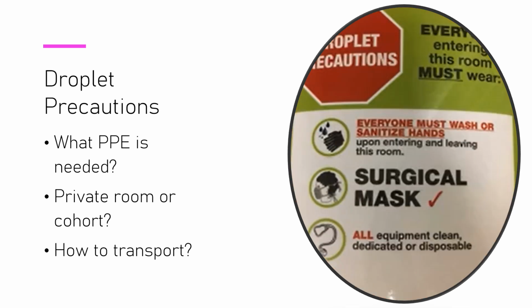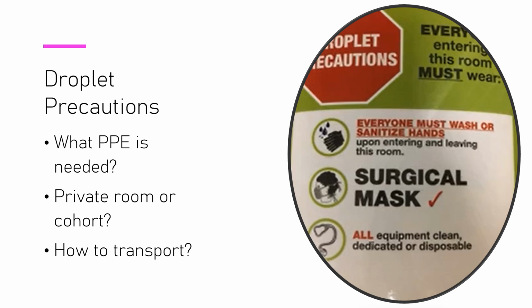Droplet precautions. These are used for patients with known or suspected infections with pathogens transmitted by respiratory droplets that are generated when a patient is coughing, sneezing, or talking. A common condition that you may encounter in clinical that requires droplet precautions is influenza. For droplet precaution PPE, a surgical mask is required upon entry into the patient's room. If you work in an open area, a mask must be worn if you are within 3 feet of the patient.